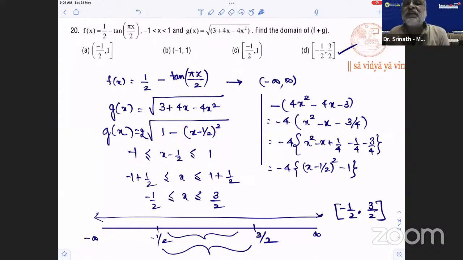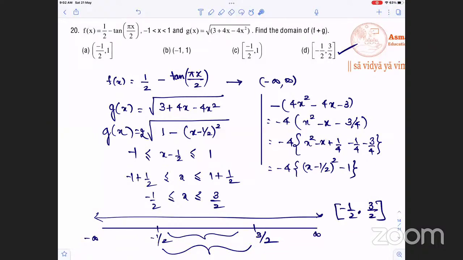So the root of 1 minus (x minus half) whole square, if that has to be properly defined, has to be non-negative, then x minus half must lie between -1 and +1. So now we are finding what values x can take. It will lie between minus half and 3/2. And for g of x, the domain is this. What is common for both of these? What is common for both is minus half to 3/2. So that will be the common domain.